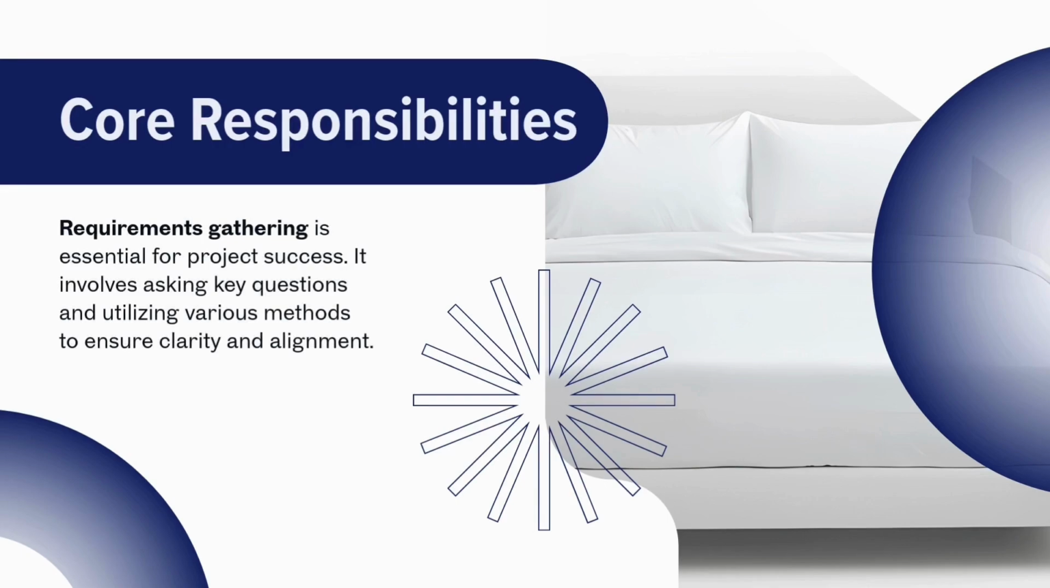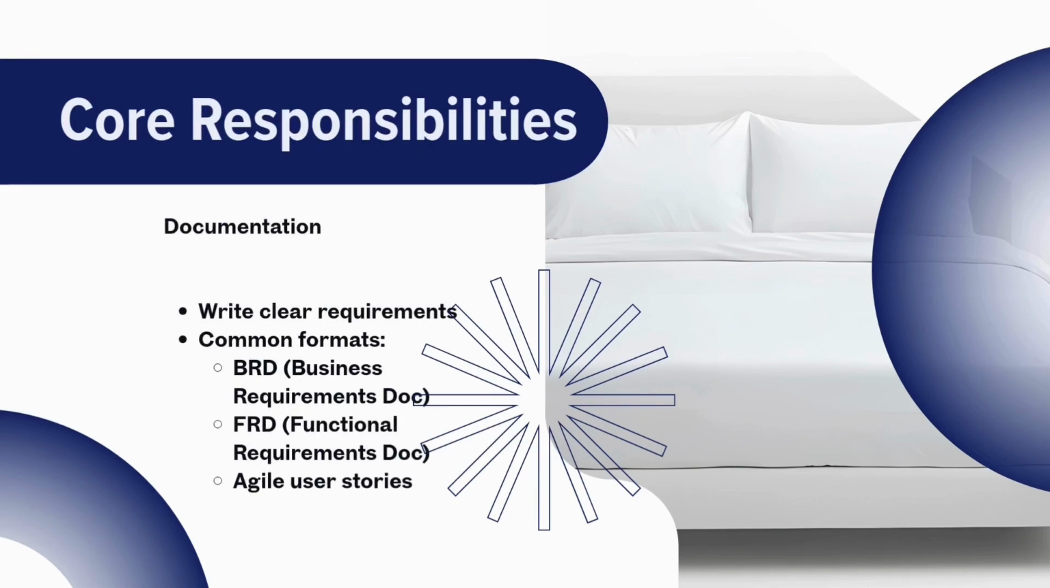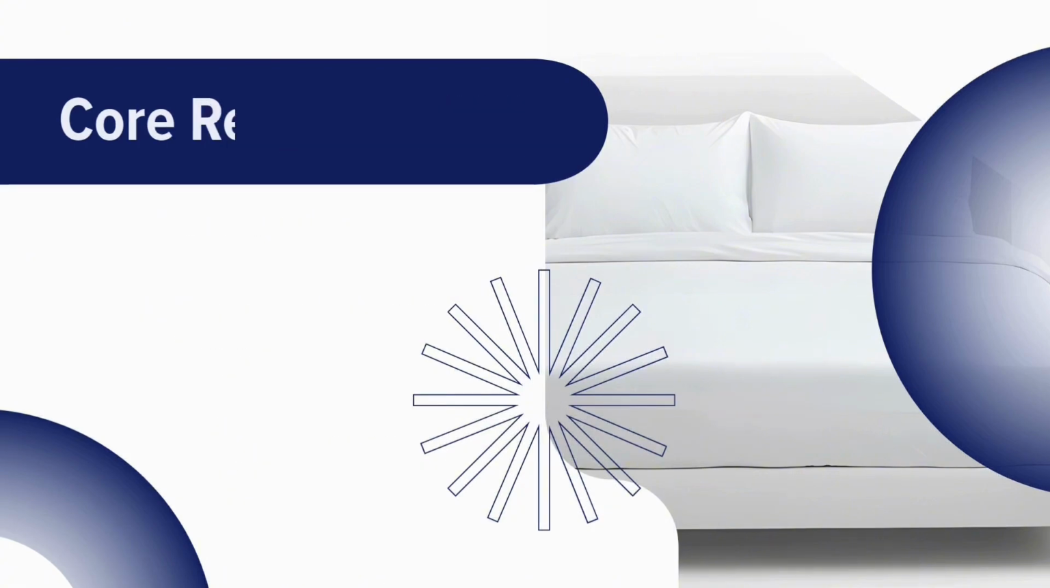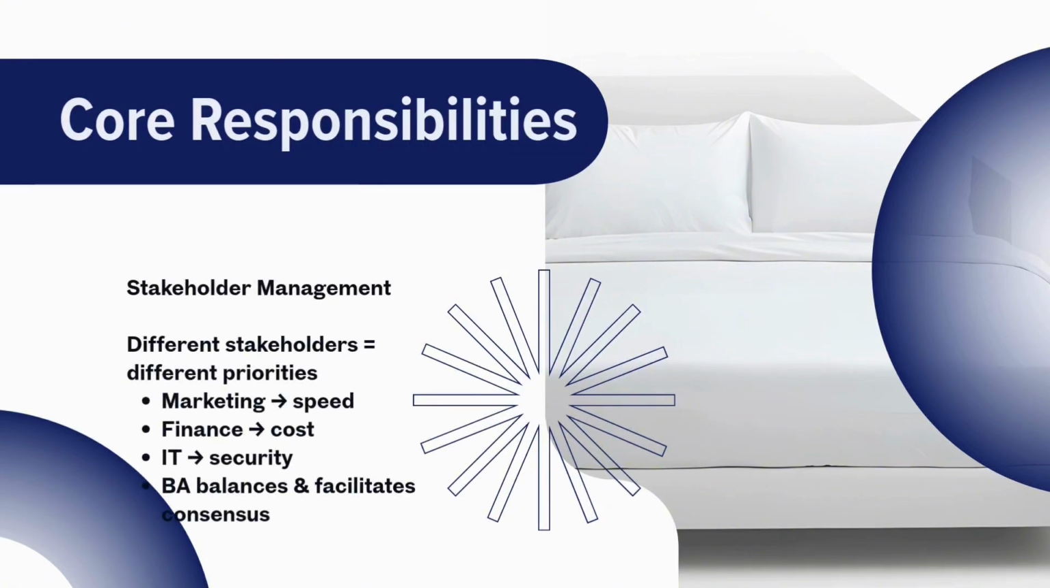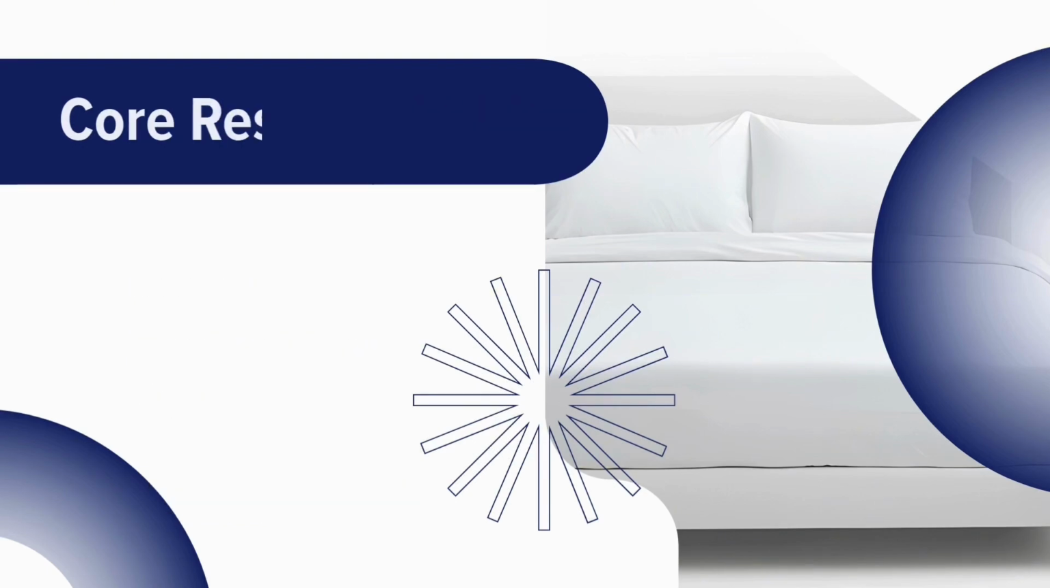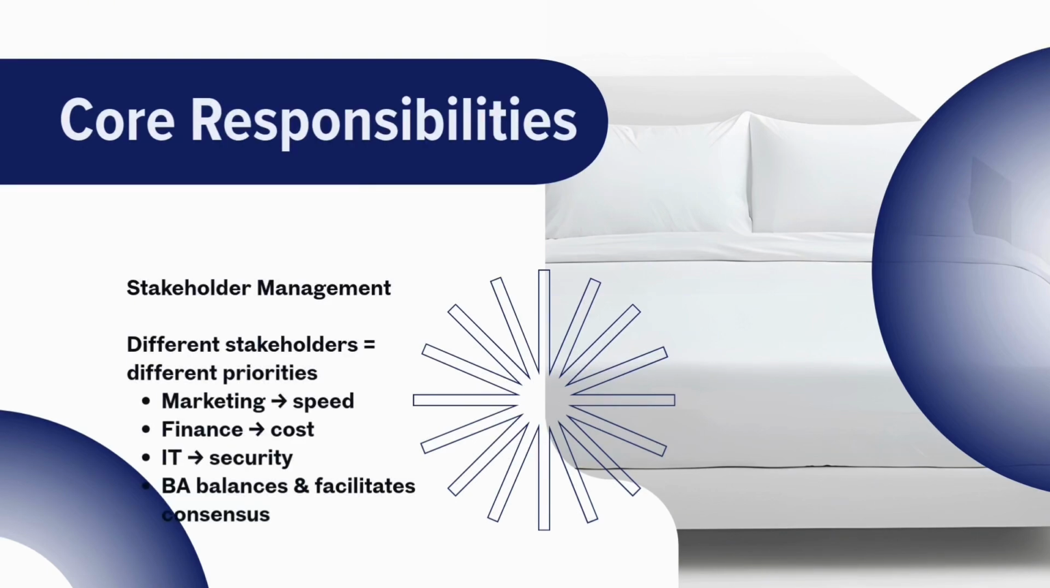The second responsibility is documentation. Once the information is gathered, it needs to be written clearly. This could be a business requirements document, a functional requirements document, or user stories in agile projects. Good documentation ensures there's no confusion later. The third is stakeholder management. Often, different stakeholders want different things. Marketing may want speed, finance may want cost savings, IT may want security. The BA balances these competing priorities, facilitates discussions, and helps the group reach consensus.